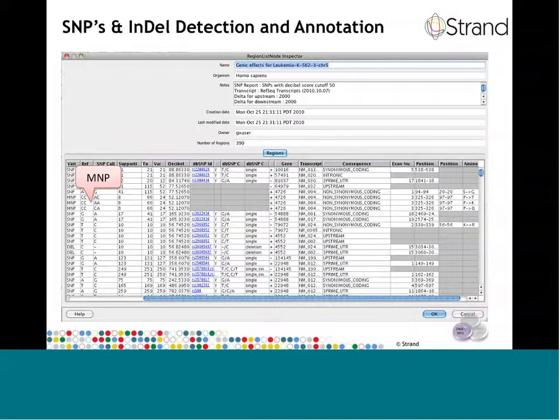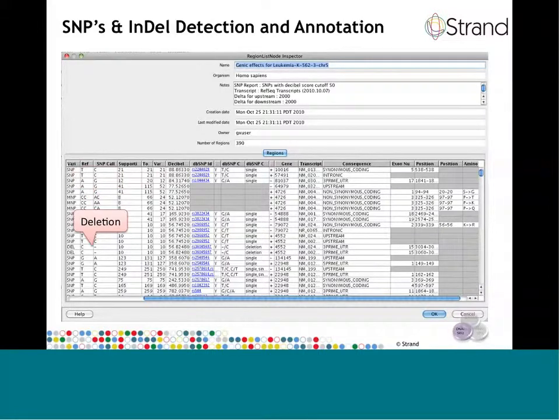The next highlighted row shows an area where more than one consecutive position is different from the reference, and this is shown as an MNP, or a multiple nucleotide polymorphism. And this MNP seems to be a novel discovery because we didn't find a dbSNP identifier.